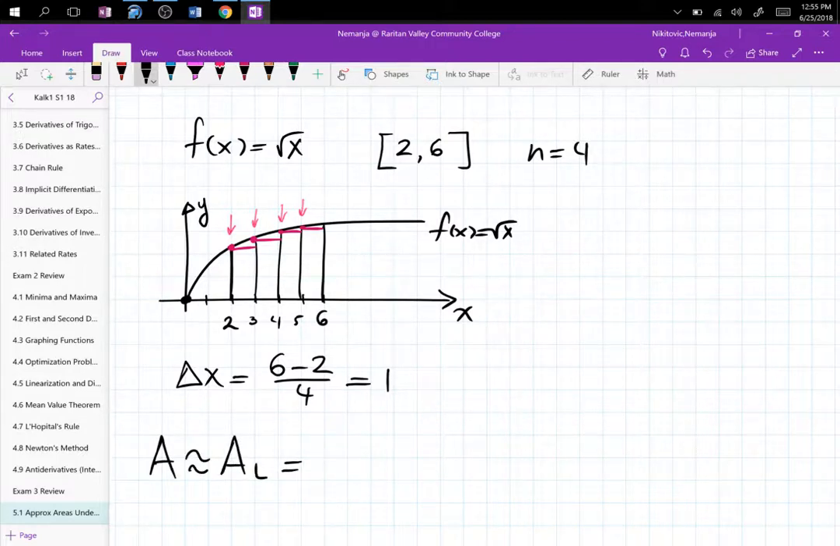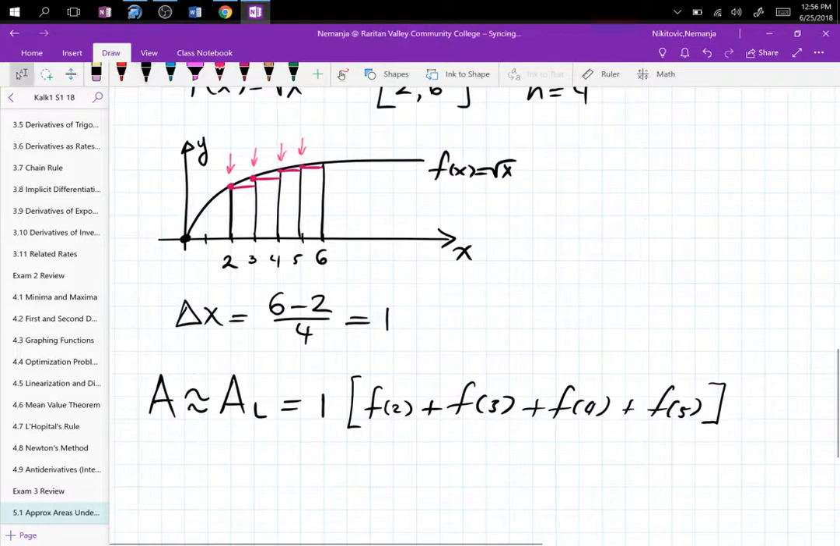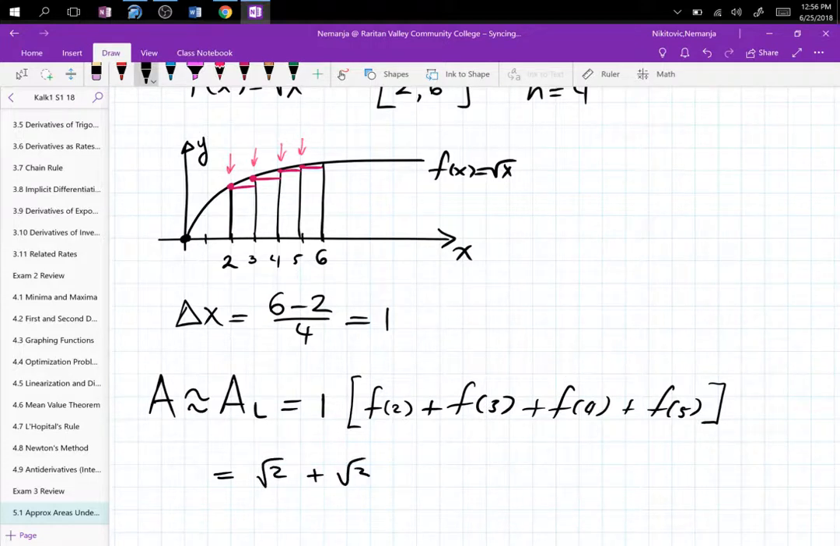And we know the formula is delta x times, and now we have f of the first one. So that's f of 2 plus f of 3 plus f of 4 plus f of 5. Make sure you also have the number of function values be the same as the number of rectangles, right? Because each calculation is distributing that one as delta x, and those are all independent areas of each of the rectangles. So now this is equal to, well, we don't have to write 1 anymore, so this is square root of 2 plus square root of 3 plus square root of 4 plus square root of 5.